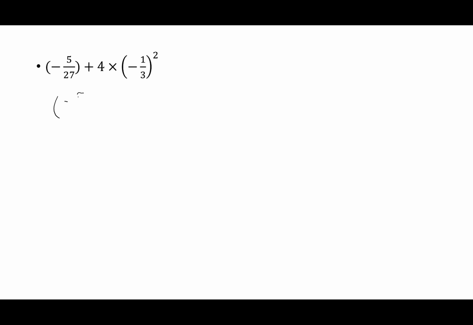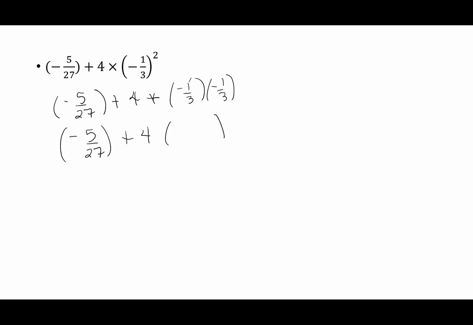So I have negative 5 over 27 plus 4 times negative 1/3 squared, which means negative 1/3 times negative 1/3. So I have negative 5 over 27 plus 4. Negative 1 times negative 1 is 1. 3 times 3 is 9.